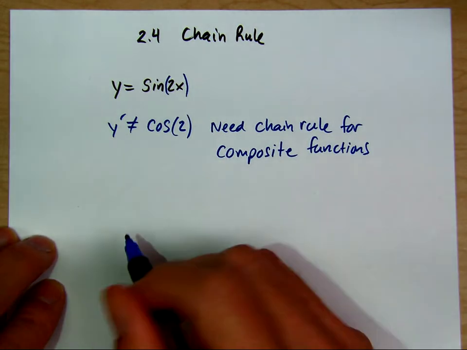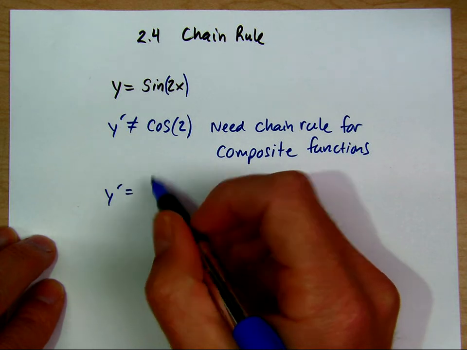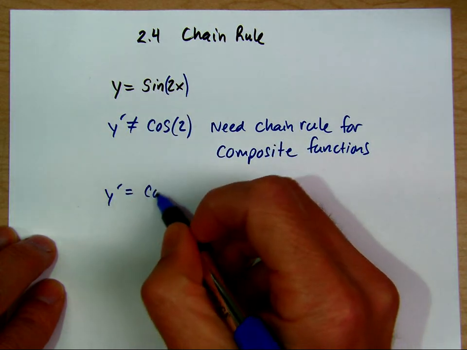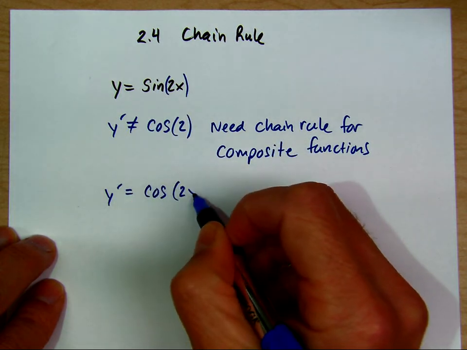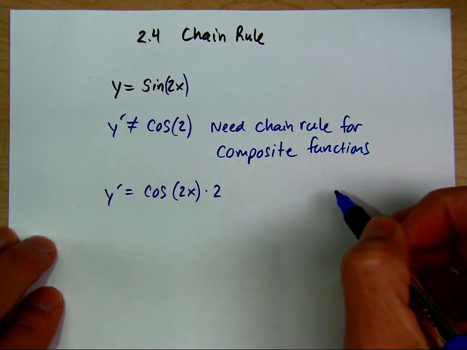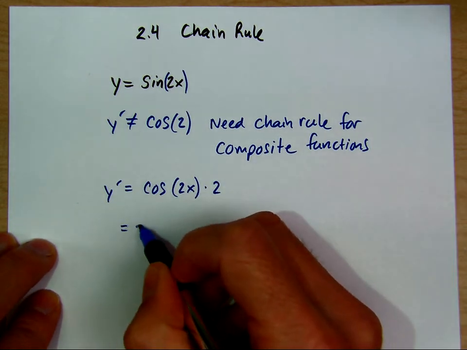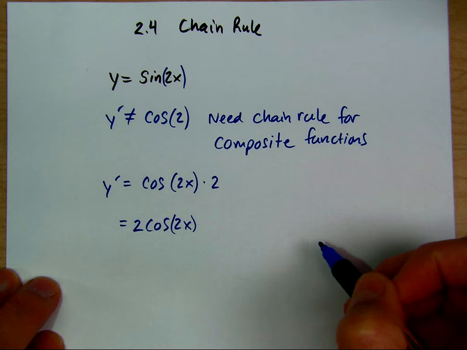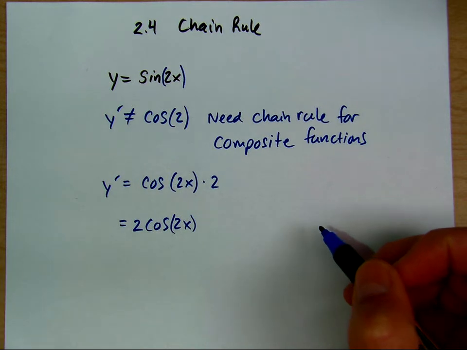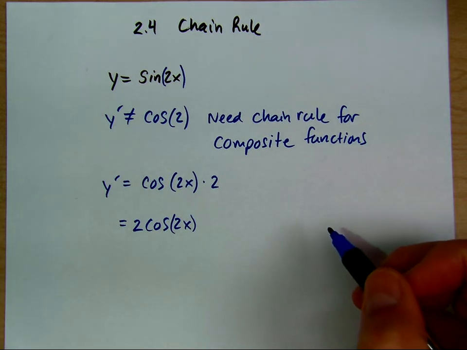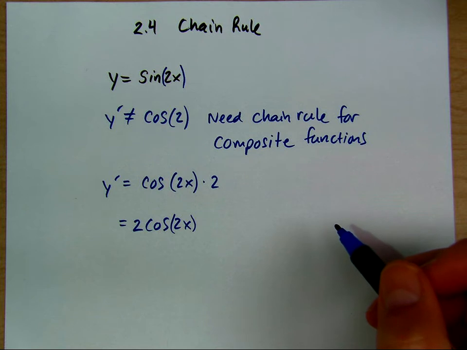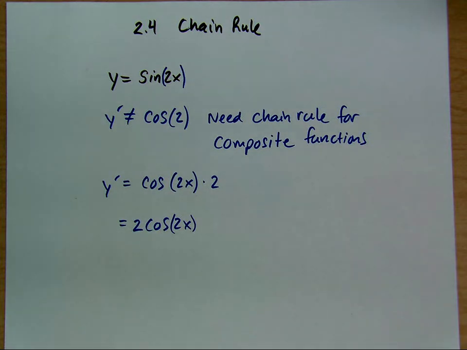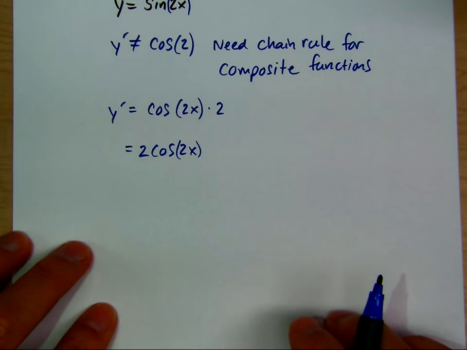So the chain rule for this is the derivative of the outside, leaving the inside the same, times the derivative of the inside. And these get more complicated when we have several, we have to do the chain rule several times. So let's start with some easier problems.